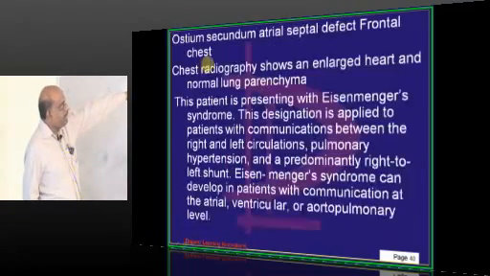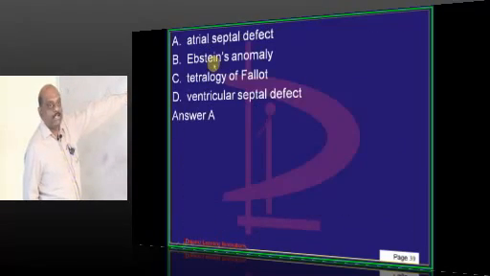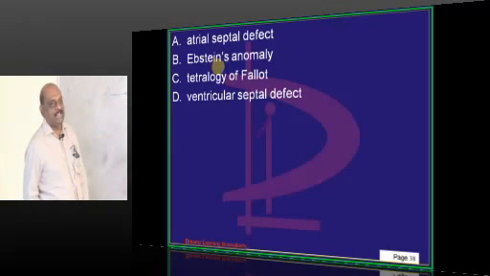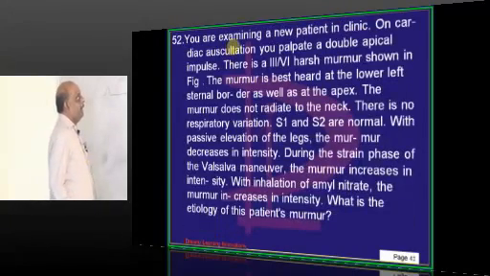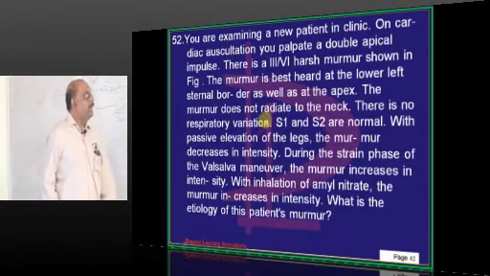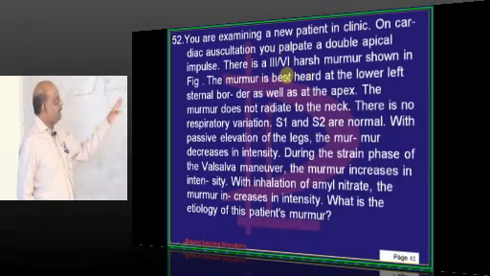Because in the earlier case, there was Eisenmenger syndrome which had developed in ASD. That is the reason cyanosis has developed in this patient. That's the point.